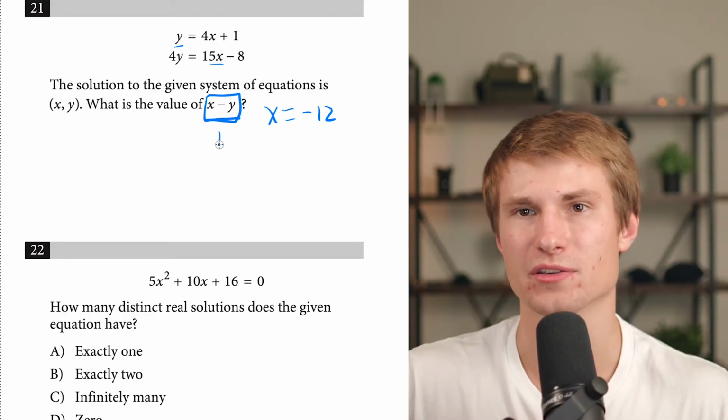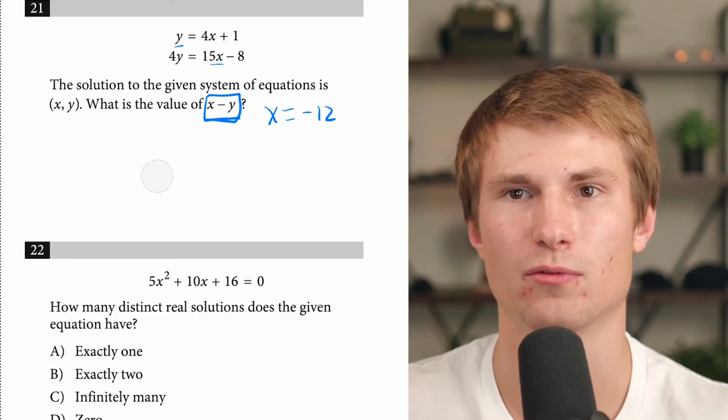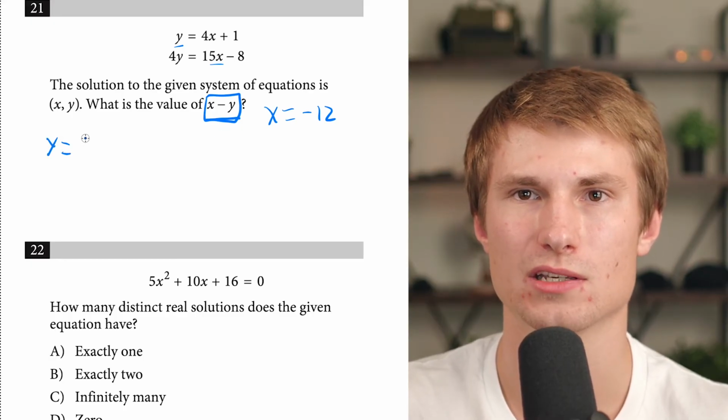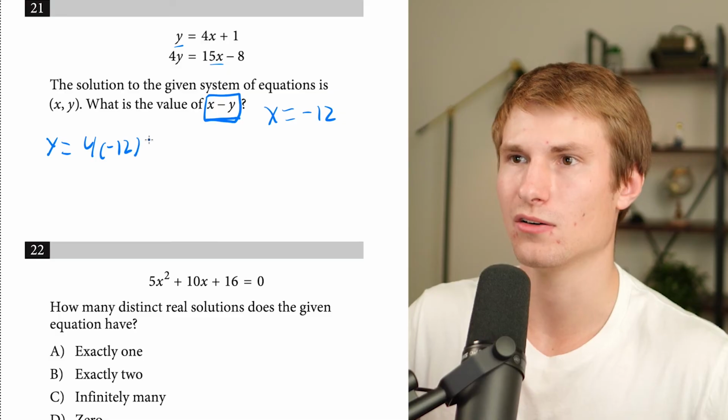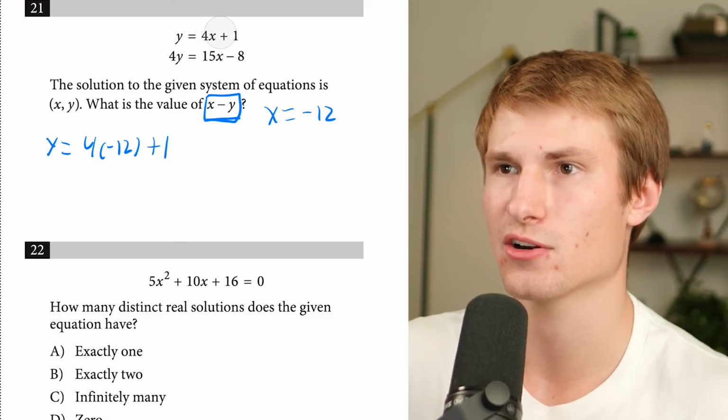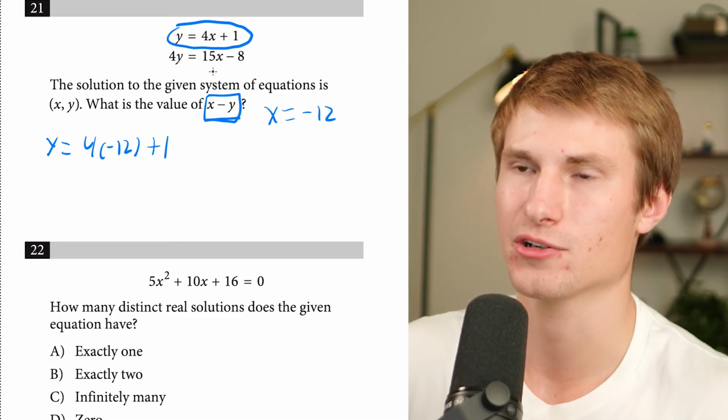Now, some people would be tempted to go ahead and answer negative 12. Keep in mind that's wrong because you have to calculate the value of x minus y. So let's go ahead and solve for the value of y. We plug in, and we're going to have y is equal to 4 times negative 12 plus 1. Note how I'm choosing the easier equation of the two to calculate the value of y. Always make sure you pick the easier one.